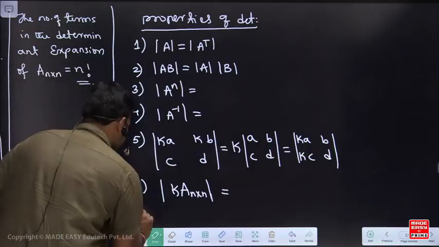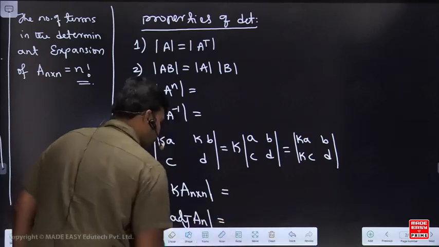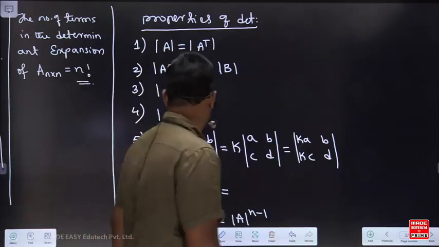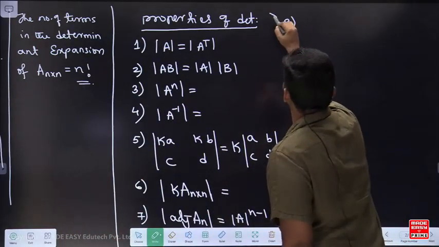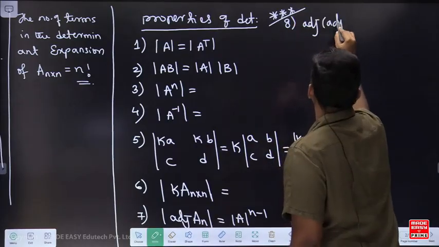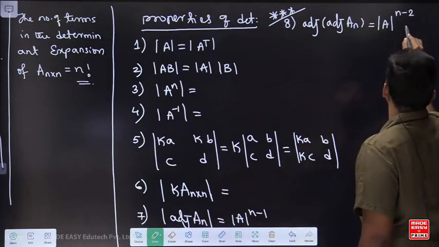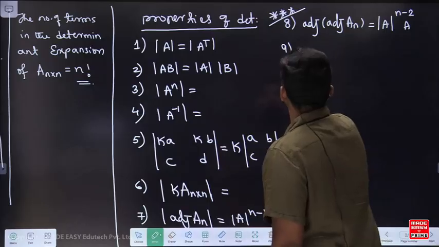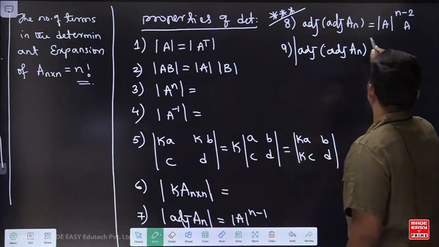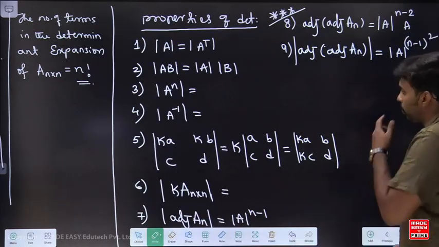Then we'll go for the seventh one, that is the determinant of adjoint of A n by n is nothing but mod A to the power of n minus 1. The eighth one is very very important here, that is adjoint of adjoint of A n by n is nothing but mod A to the power of n minus 2 into A, and the ninth one is mod of adjoint of adjoint of A n by n is nothing but mod A to the power of n minus 1 whole square.